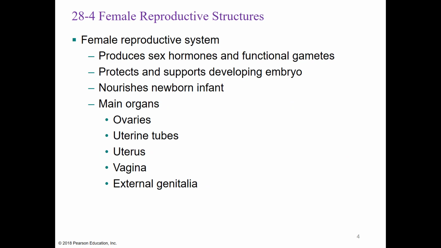So the female reproductive system is going to, in general, produce sex hormones and functional gametes. It will protect and support a developing embryo, nourish a newborn infant, and the main organs we will be going over today are the ovaries, uterine tubes, also known as fallopian tubes, uterus, vagina, and the external genitalia.